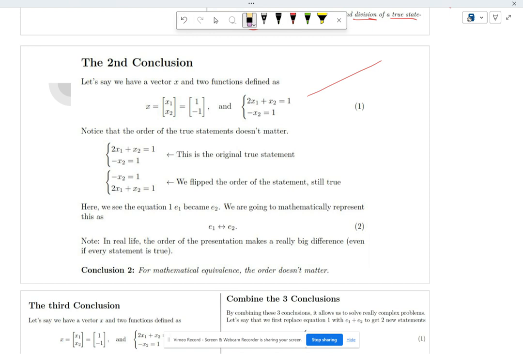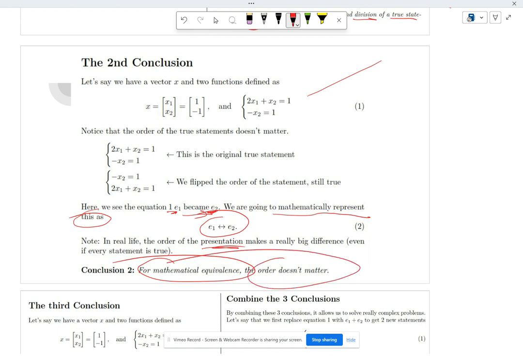There, we see that equation 1 has become equation 2, and vice versa. We're going to mathematically represent what we just did as E1 and E2. Now, in real life, the order of presentation obviously makes a big difference, but here we're just talking about mathematical equations. So, for these mathematical equivalences, the order doesn't matter. You can swap them and they'll still remain true.